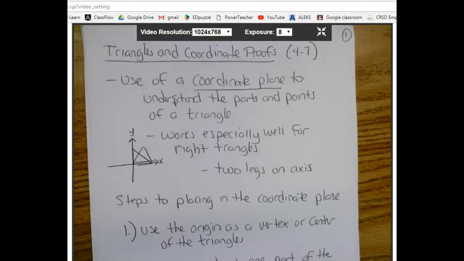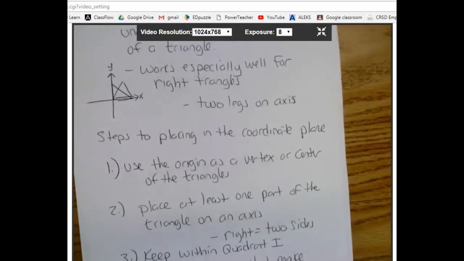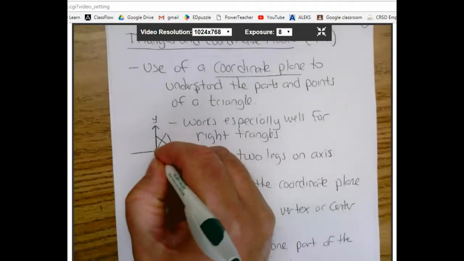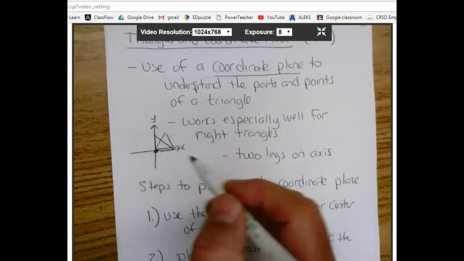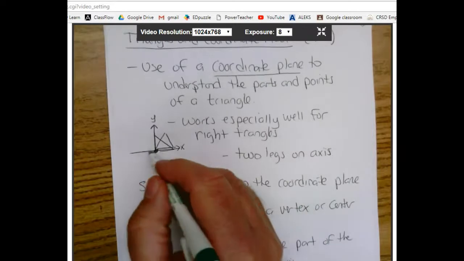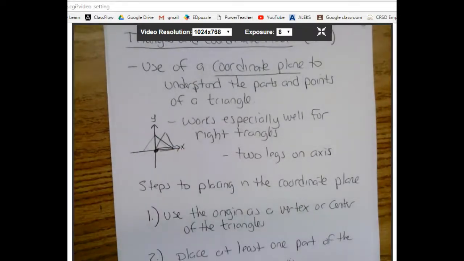So if we're going to do this, the steps to placing on the coordinate plane is, first of all, we use the origin as a vertex or center of the triangle. So here this would be our origin 0, 0. So for a right triangle, we just use that right in the center there. If it's an isosceles triangle, or even an equilateral triangle, we can kind of place it right in the center.